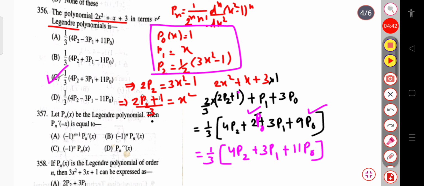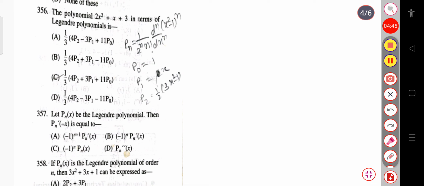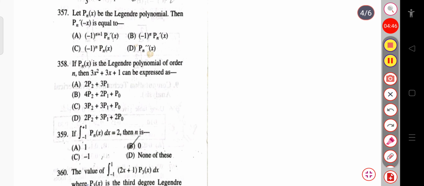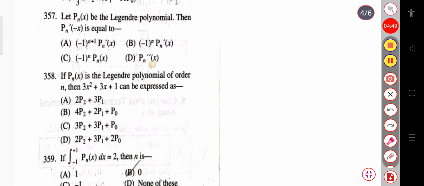Now we'll see the next question. Let Pn of x be the Legendre polynomial, then Pn prime of minus x, that is the first order derivative of the polynomial, is equal to minus 1 power n plus 1 Pn prime of x. This is the direct relation. You can remember Pn prime of minus x will be equal to (minus 1) power n plus 1 Pn prime of x.